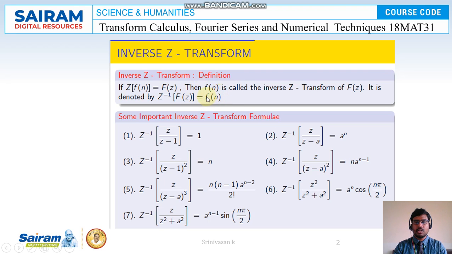Before going to the problems, we'll discuss some important formulas. Already we explained Z of 1 is z divided by z minus 1. So Z inverse of z divided by z minus 1 is 1, Z inverse of z divided by z minus a is a power n, and Z inverse of z divided by z minus 1 whole square equals n. That is the Z transform; here we discuss the inverse Z transform, and we will see the problems one by one.